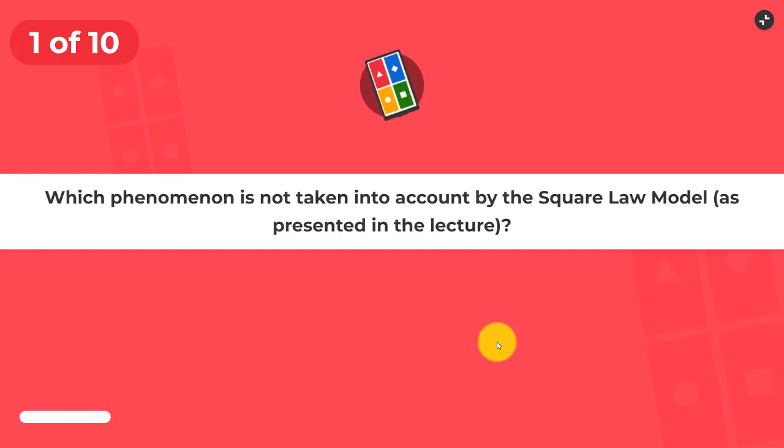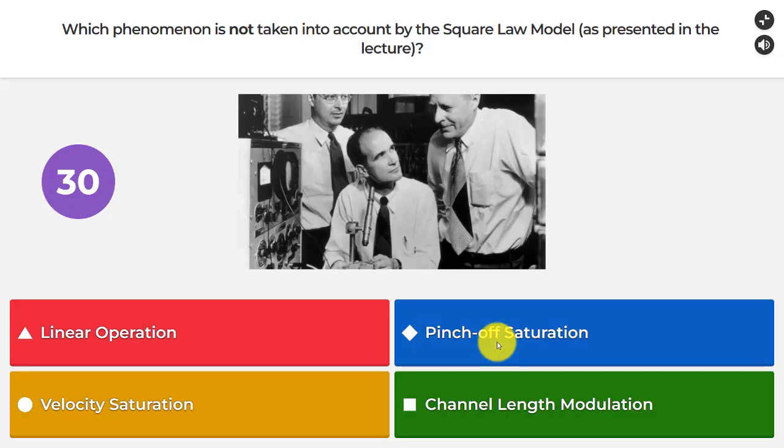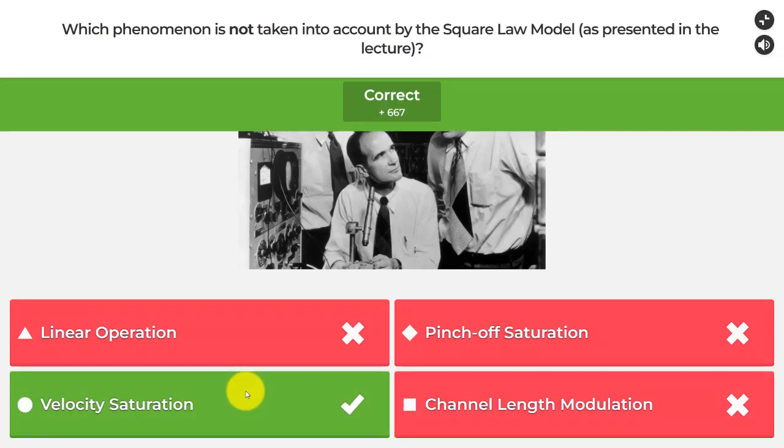In today's lecture we have 10 questions. The first is, which phenomenon is not taken into account by the square law model as it's presented in the lecture? Is it linear operation, pinch-off saturation, velocity saturation, or channel length modulation? And in the picture we have Shockley, Brattain, and Bardeen, who invented the transistor and got the Nobel Prize for it. And since I called this the Shockley model, this is William Shockley. So the answer is velocity saturation.